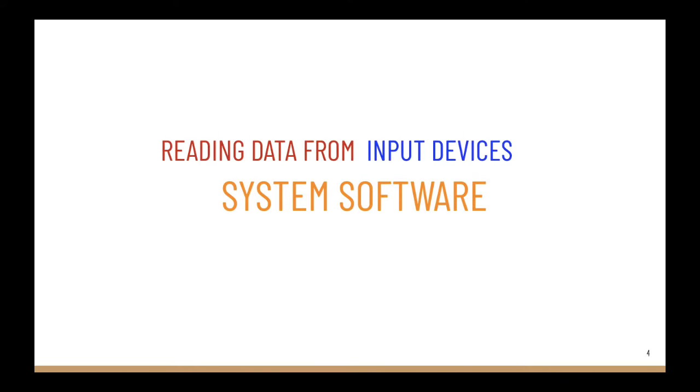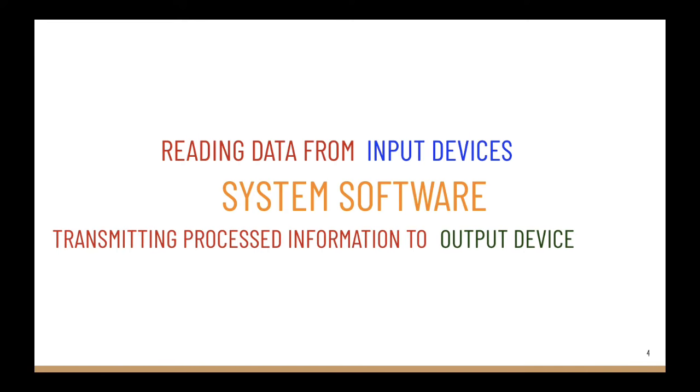Okay. So what are the different tasks that a system software does? The first task is it reads data from the input devices. Whenever we are interacting with the computer, we are giving some data via input devices like keyboard, mouse, etc. Another task of system software is to transmit the processed information to the output device, for example the monitor. After we give the input, it will be processed, and after that the result will be shown via the output device. This process of transmitting the processed information is also done with the help of system software.